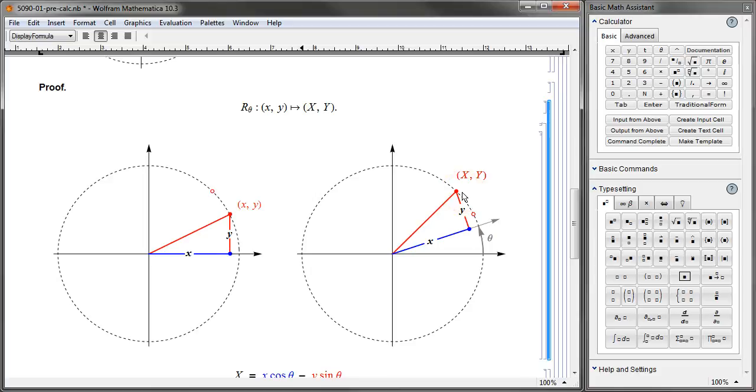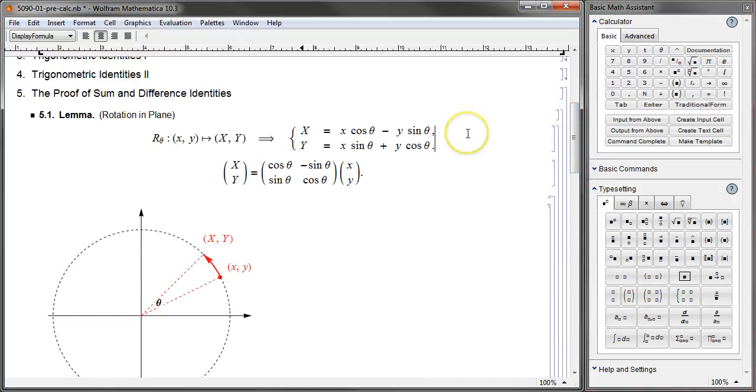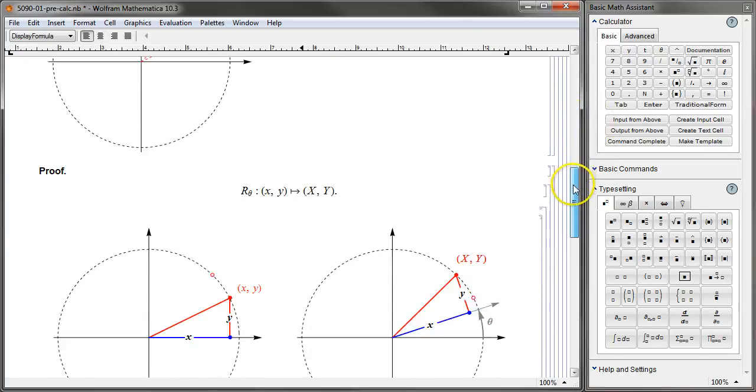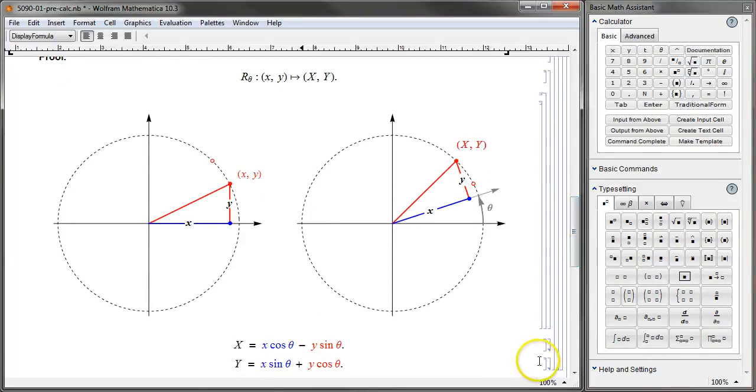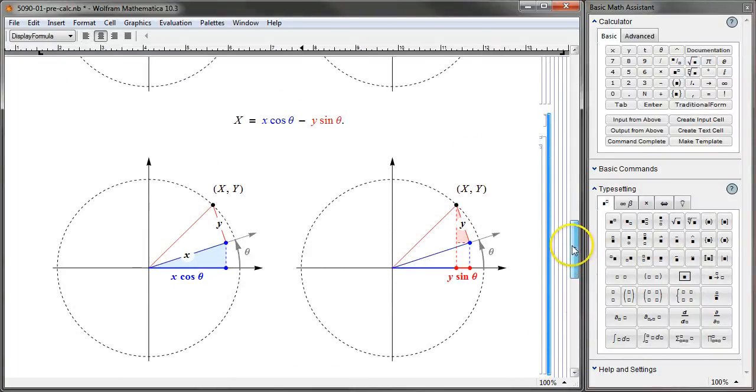Consequently, we have all this rotation. My aim is to express this capital X and capital Y using small x and small y and the angle theta. And I claim we're going to get this in the end. Let's check. Here we have this standard picture, and let's find out the capital X. Turns out we have these kind of picture.